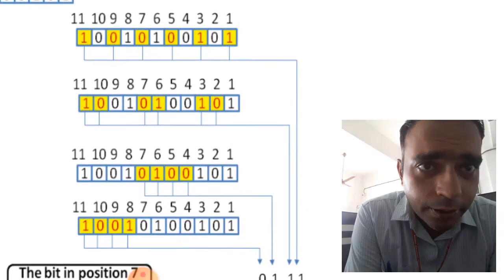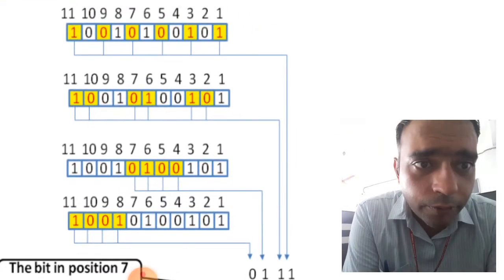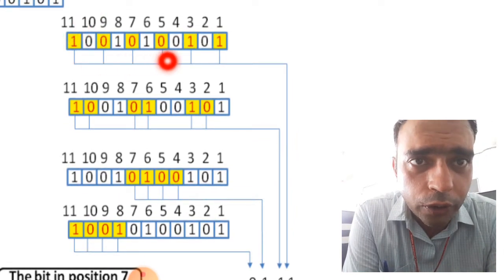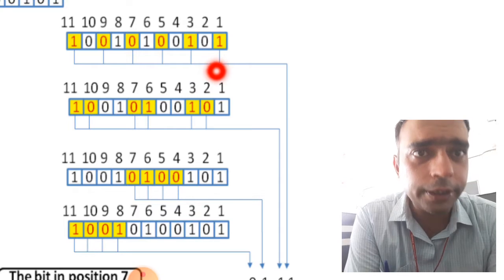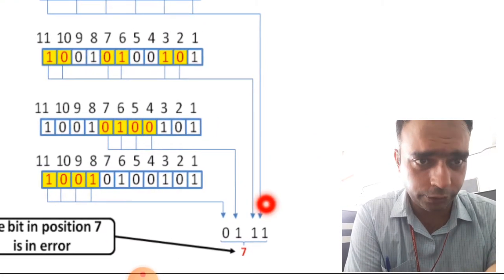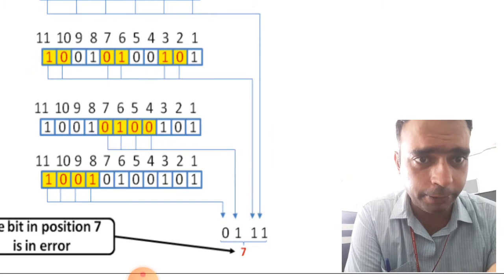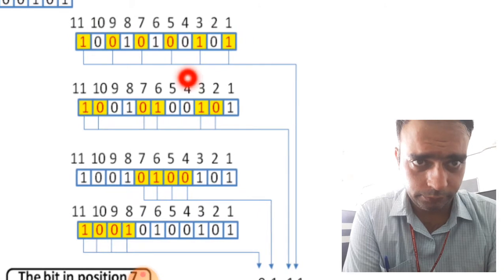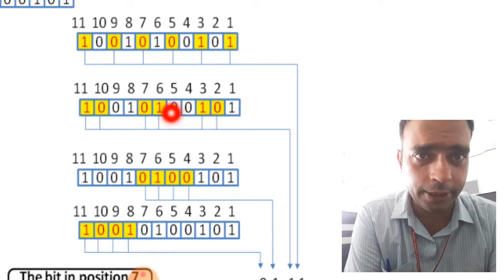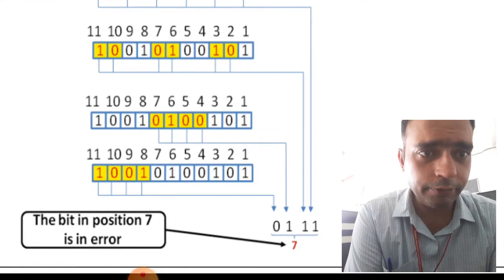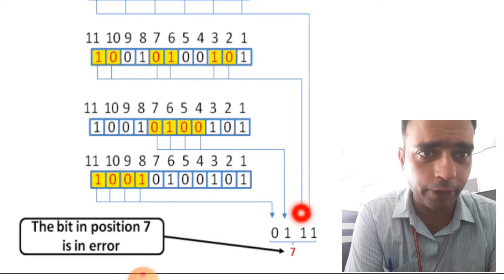Here we can see what is happening: 1 0 0 0 1 1, these are the bits taken care of by R1. So for that, the bit is given as 1, right. After that, 0 1 1 0, that is positions 2 3 6 7 10 11, right. So here we are taking 1.